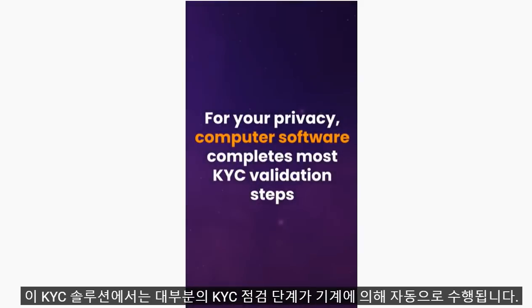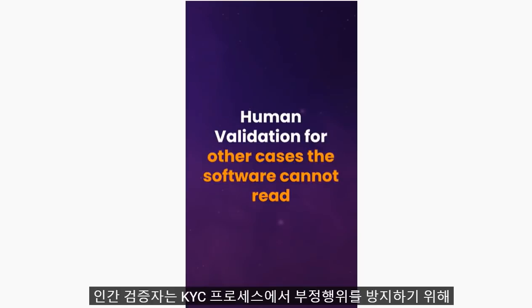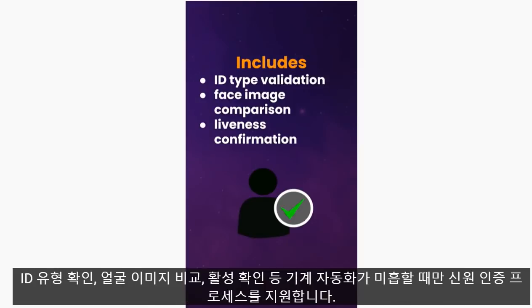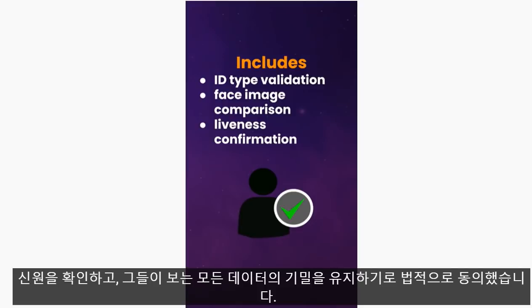In this KYC solution, most steps of a KYC check will be performed by machines automatically, including data extraction from documents, data obfuscation, data matching, account name matching, and sanction screening. Human validators will only help with the identity authentication process when machine automation falls short, including ID type validation, face image comparison, and liveness confirmation, to prevent cheating in the KYC process. These are selected pioneers who have already passed KYC, verified their identity, and have legally agreed to maintain the confidentiality of any data they see.